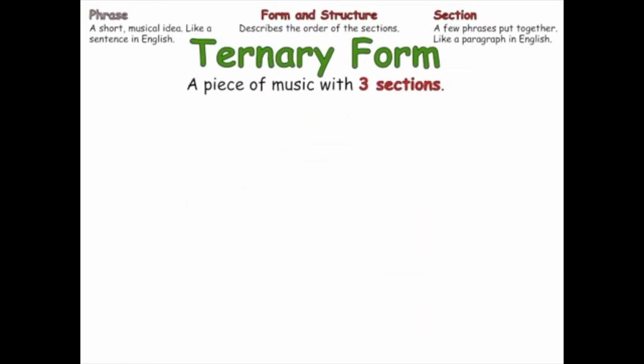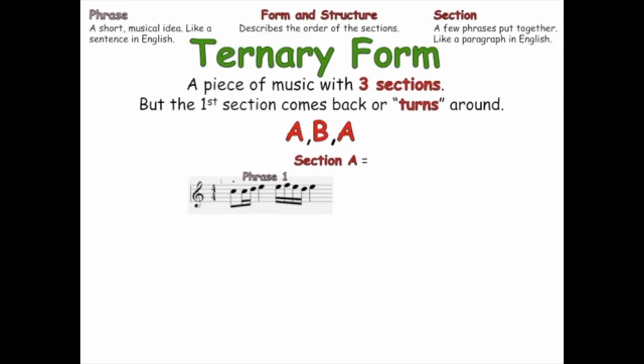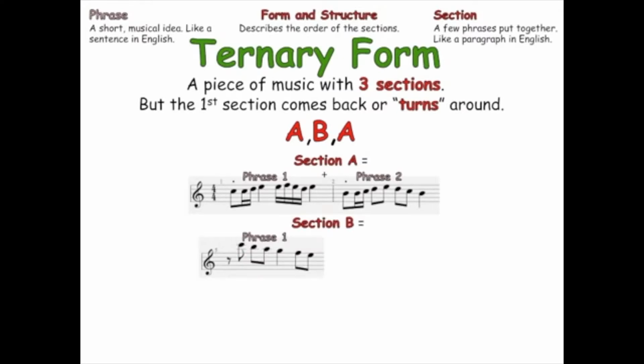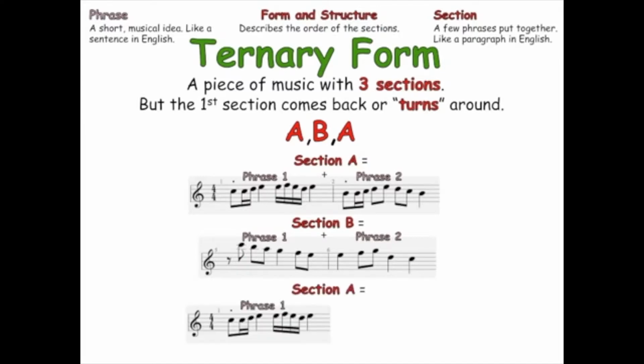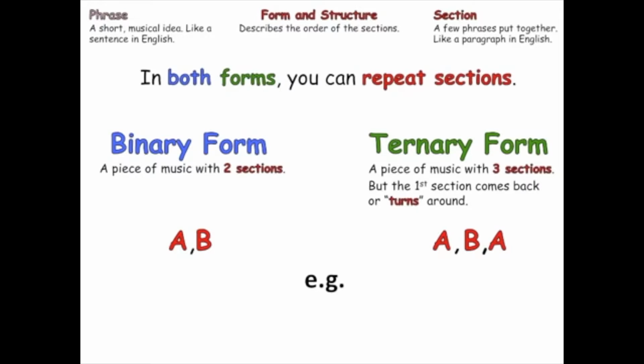Ternary form is a piece of music with three sections, but the first section comes back or turns around. That's A, B, then A again. In both forms, you can repeat sections. For example, AABB is still binary, and AABAA is still ternary.